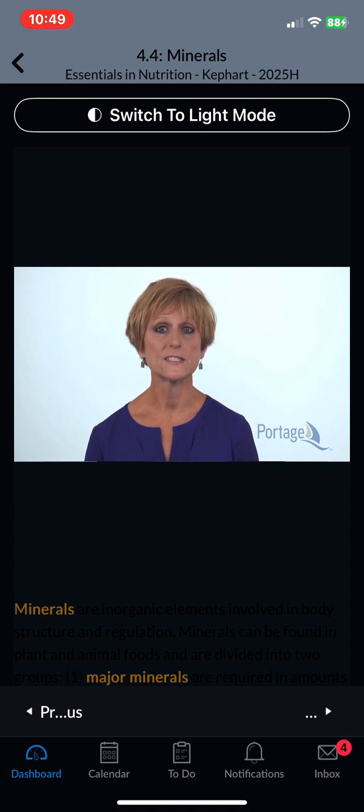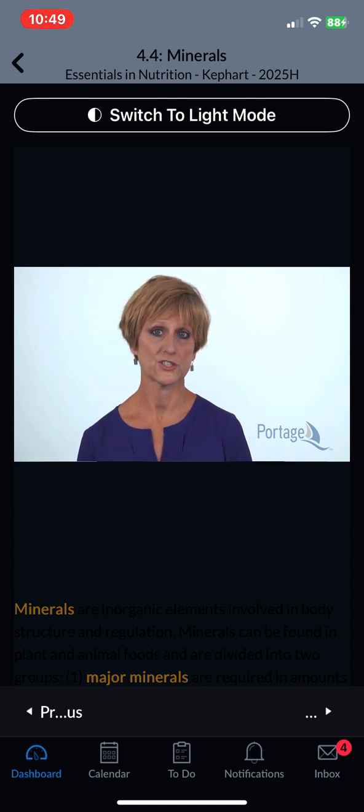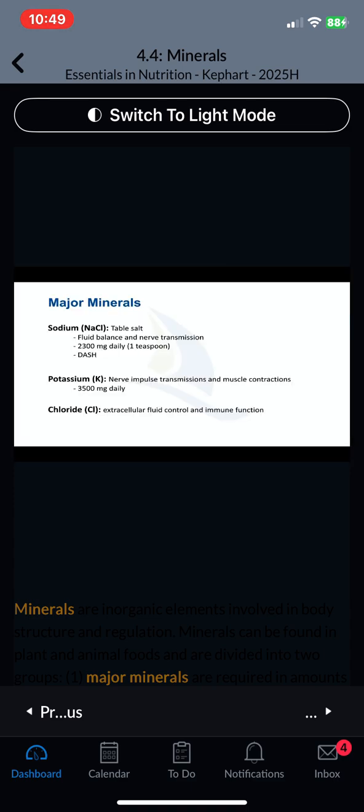So it's recommended that we follow the DASH diet. DASH stands for Dietary Approach to Stop Hypertension. In this case, the focus is on lots of fruits, vegetables, whole grains, and low-fat, fat-free dairy products, staying away from processed foods and a lot of restaurant foods. If you eat that way, you naturally lower your sodium intake.